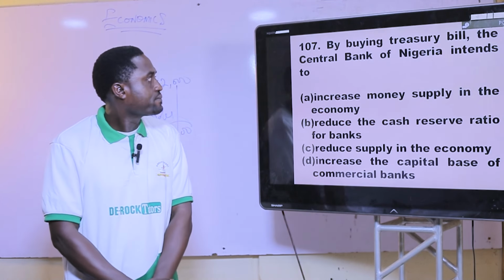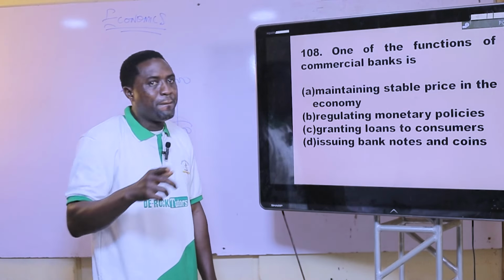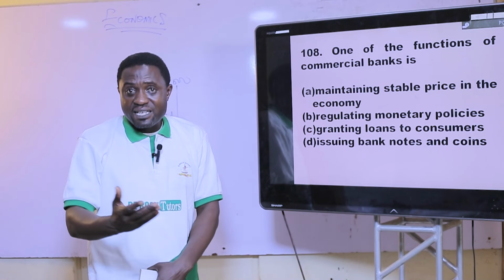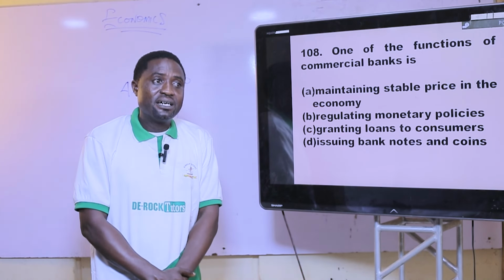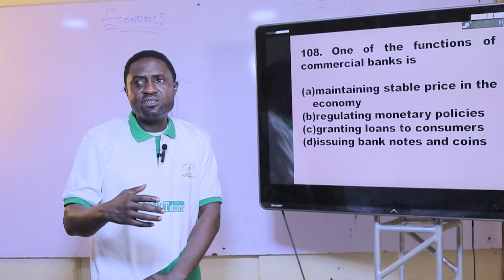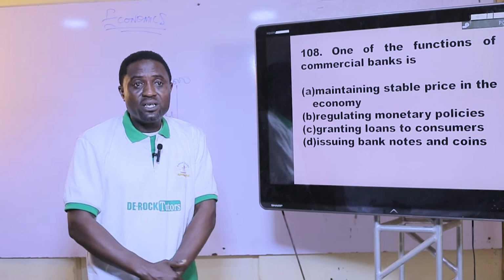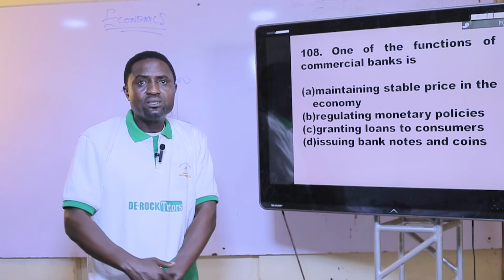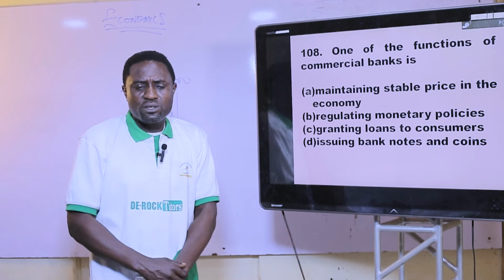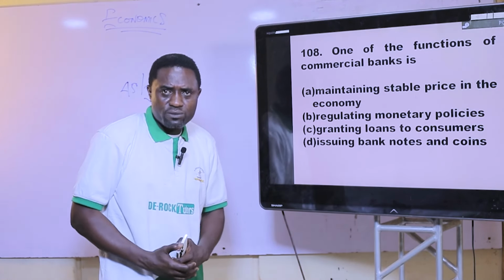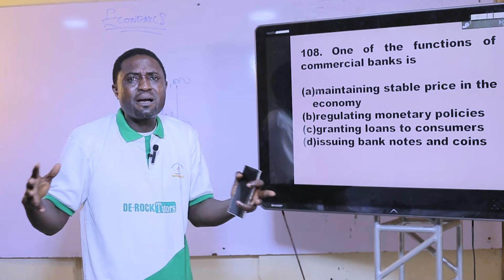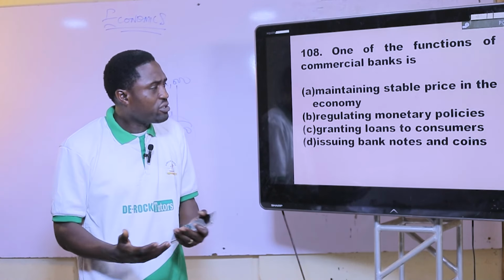The next question. One of the functions of commercial banks is this: we save at commercial banks and we can borrow money from commercial banks. As a matter of fact, commercial banks generate more money. They make money from lending money to customers. That's how creation of money happens, by lending money out. When people borrow and return with interest, they are creating money. That is how commercial banks create money, through lending. So it's one of their functions.